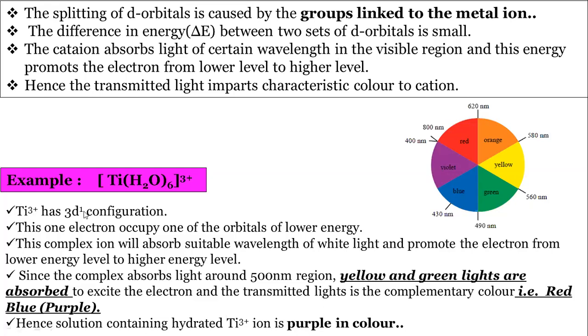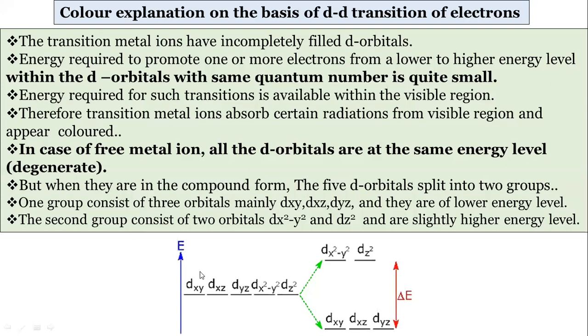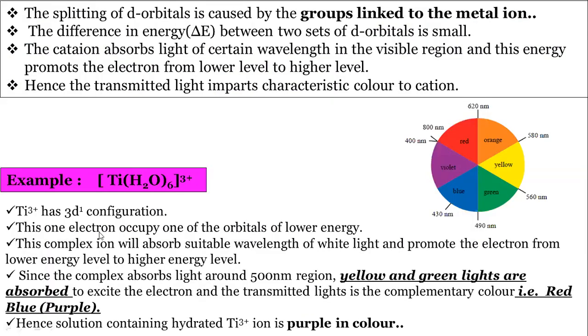So titanium 3+ has the 3d1 configuration. Why 3d1? Because 3 electrons are already removed. So this 1 electron will be in the dxy orbital. Then if this 1 electron absorbs energy, what will happen? This complex ion will absorb a suitable wavelength of white light and promote the electron from the lower energy level to the higher energy level.